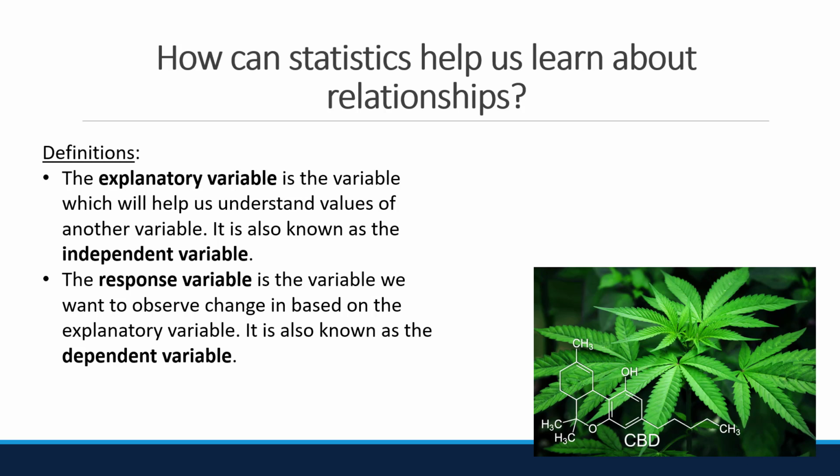The response variable is the variable we want to observe change in based on the explanatory variable. It's also known as the dependent variable. In the news article, the number of opioid prescriptions would be the response variable, since the researchers are looking to see if the number of prescriptions changes based on whether a state has marijuana laws.